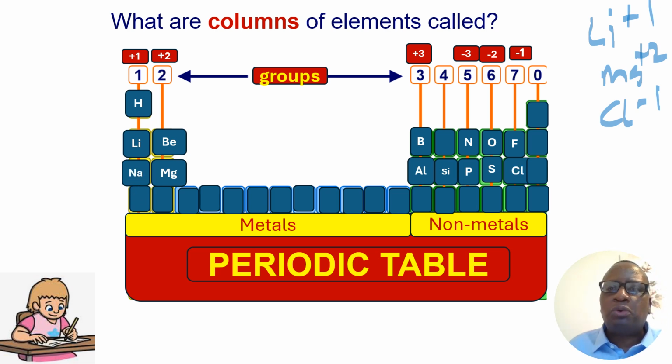What charge will sulfur have? Sulfur is in group 6, so it's -2. And finally, phosphorus. Look at the periodic table. Where do we find phosphorus? Phosphorus is in group 5, so it's -3.